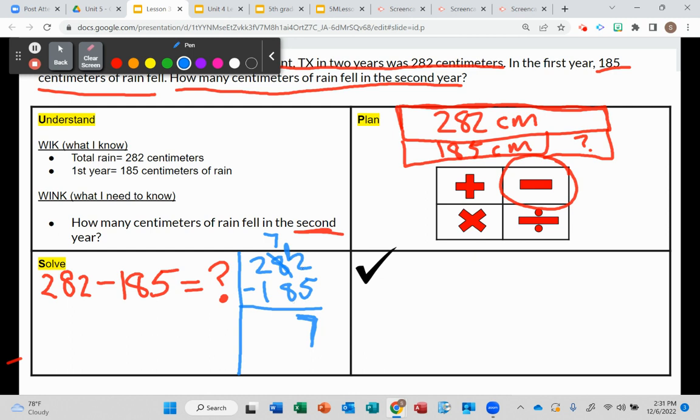Okay, now that we figured out our ones, let's go on to our tens. So I have 7 tens. I'm going to take away 8 tens. I don't have enough. So I have to go to my hundreds and take away 100. That's going to leave me with 1 hundred. And I'm going to exchange that 100 for 10 tens, which is going to give me 17 tens. So I have 17 tens. I need to take away 8, which is going to leave me with 9 tens.